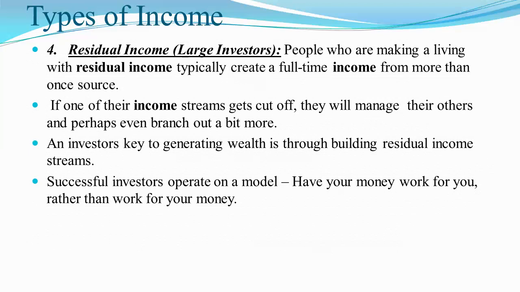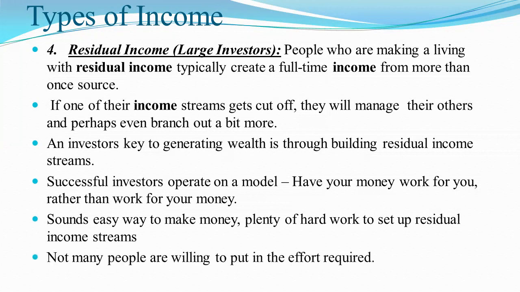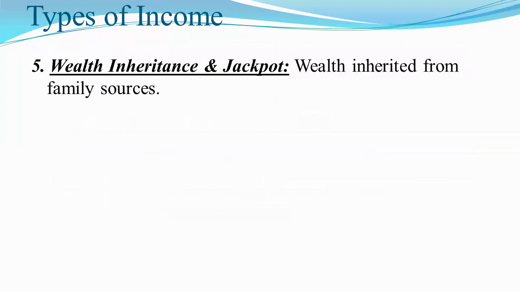Today, at the age of 62, I realized that I should have been doing these things 20 years back. But we are in our own life, in our own businesses. Many times we realize at some point that if we don't do it now, the opportunity will be lost. It sounds easy, but it is not that easy. You need to do a lot of hard work to generate this kind of income streams. That effort is required, but many people are not willing to put in that effort. That is the problem. The fifth income comes from jackpots, the inheritance we have from our family sources.